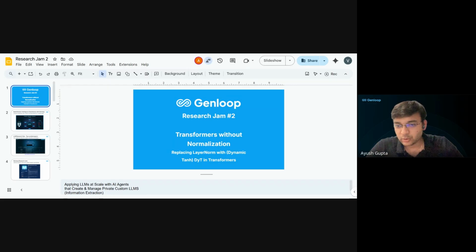I'm Ayush, CEO of Genloop, and I'm joined by various members of Genloop and outside, looking to discuss this paper. In Research Jam, we try to pick one of the top papers according to our research workflow and discuss what was proposed, what could be different, and actually just brainstorm on this entire paper.